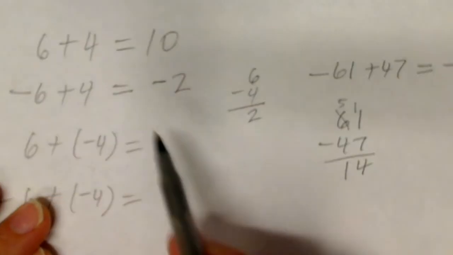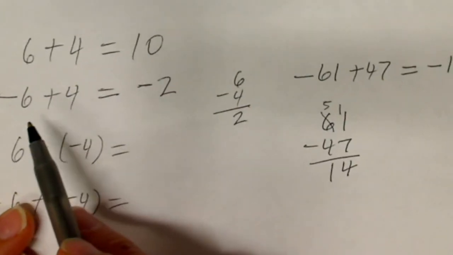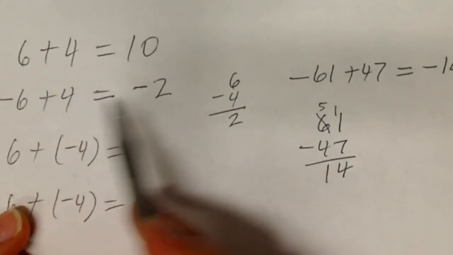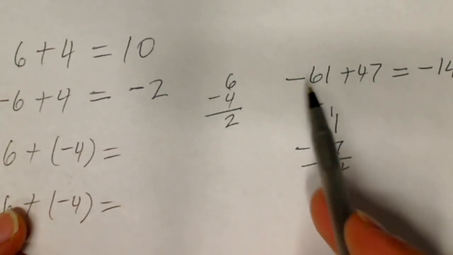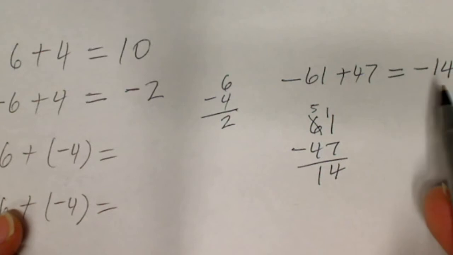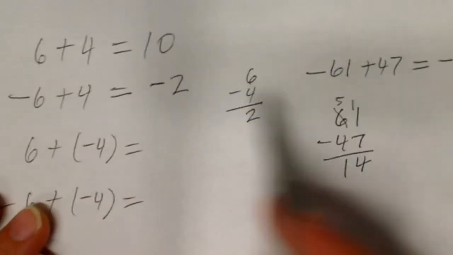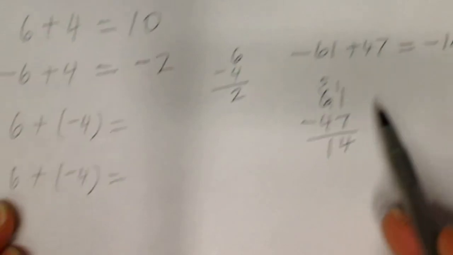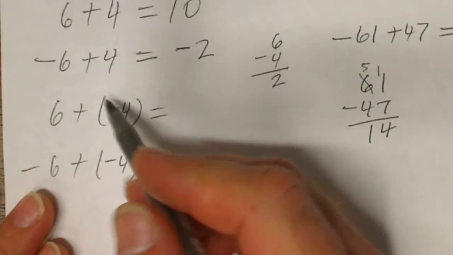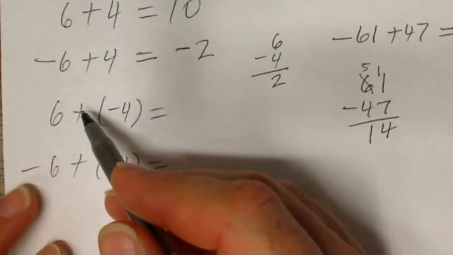Do you see? It's the same pattern as this one. Negative 6 plus 4 equals negative 2. The same thing. Negative 61 plus 47 is negative 14. Learn the pattern with the easy problems and then apply the same pattern with the harder ones. What about 6 plus negative 4?